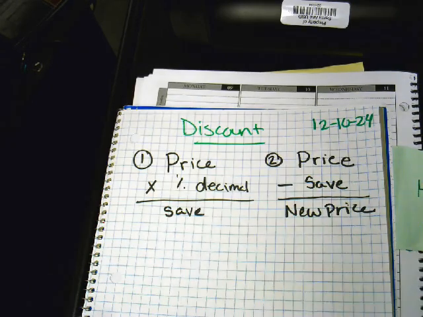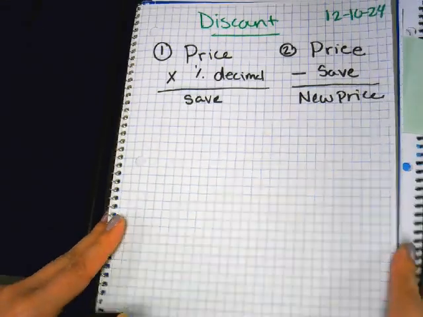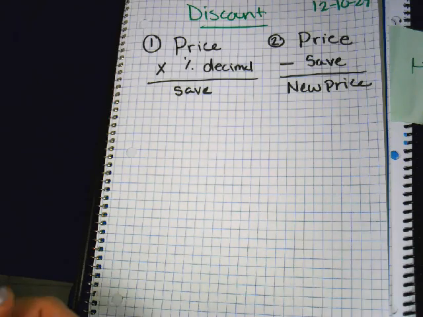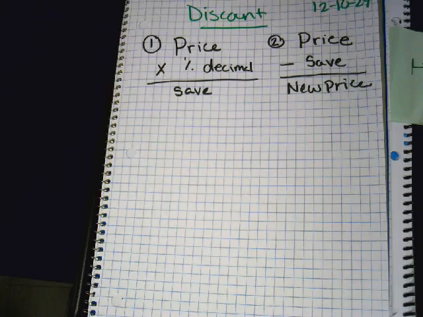Another thing. Question: if it's buy one, get one free, what percent is that? How much are you saving? It's 50% off. You basically buy 2 for the price of one. So if you split up the discount, it's 50% off each.